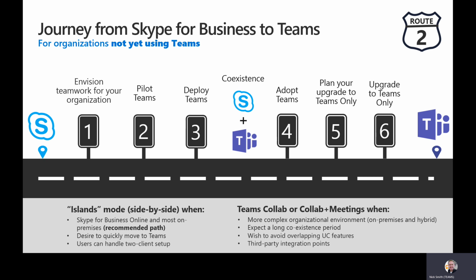Really start with those people that are going to become your champions. And you'll see that Teams starts to grow fairly rapidly. And that's when you get into the area of coexistence, which is what we had on the first slide. And you continue to grow and adopt Teams, and then you get into planning your Teams only mode once you reach that saturation level in which you know the people who are using Skype for Business have been introduced to Teams and that they're going to be comfortable with what that upgrade means.